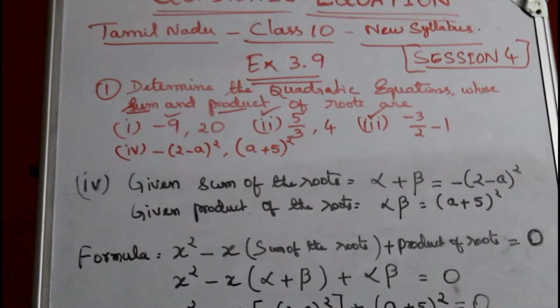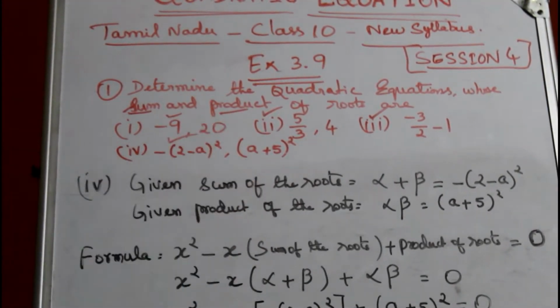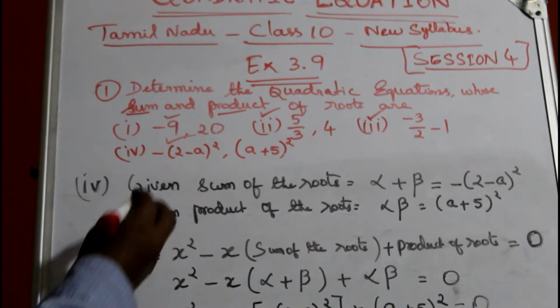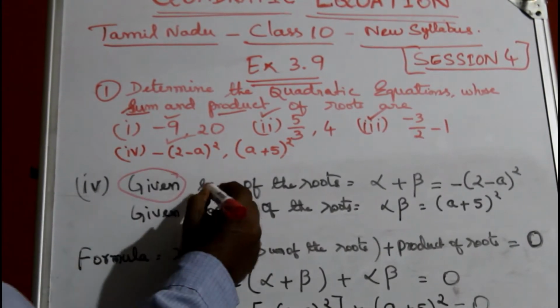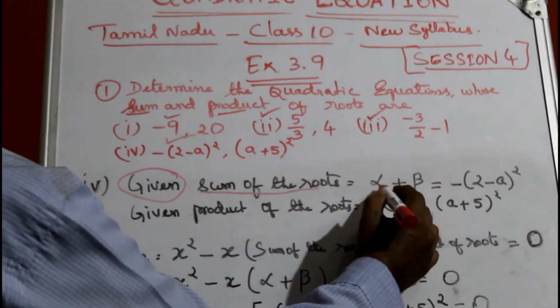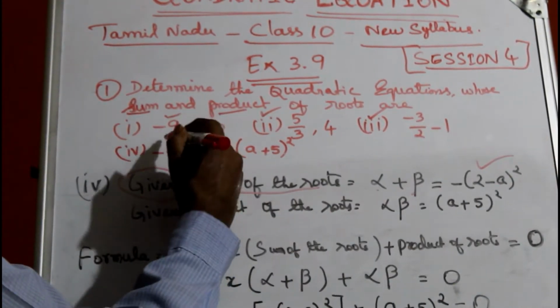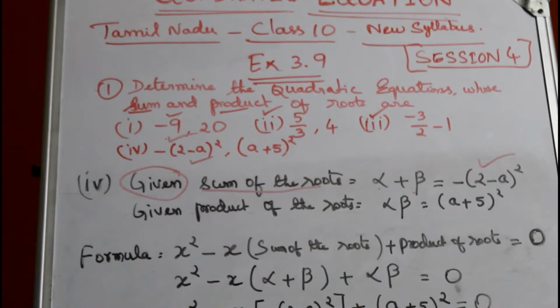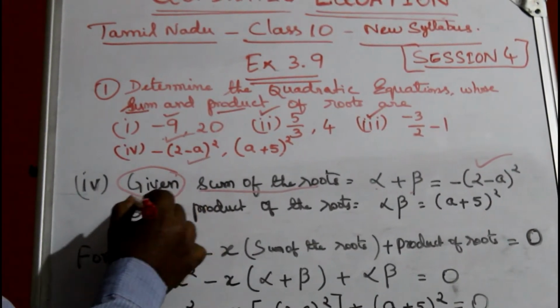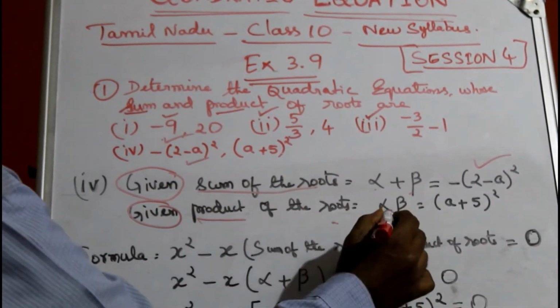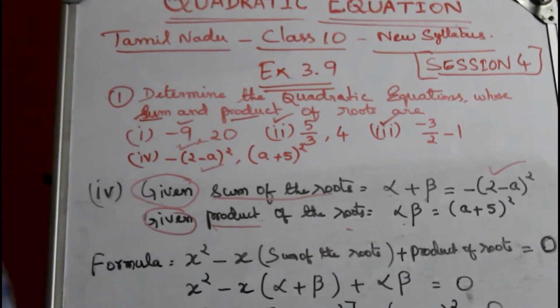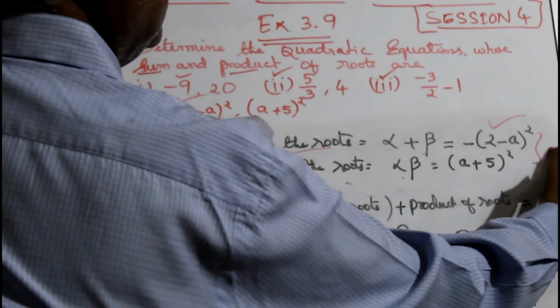Now we will do the last sum given here. Given means, I said, the question. Sum of the roots, they have given alpha plus beta, called the sum of the roots. They have given us minus 2 minus a, the whole square. This is what they have given. Given means again, as I said, the question. Product of the roots, they have given us alpha beta is a plus 5 the whole square. So these two are nothing but the question that is given.